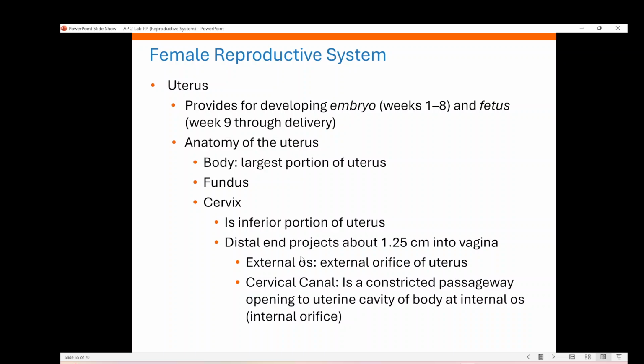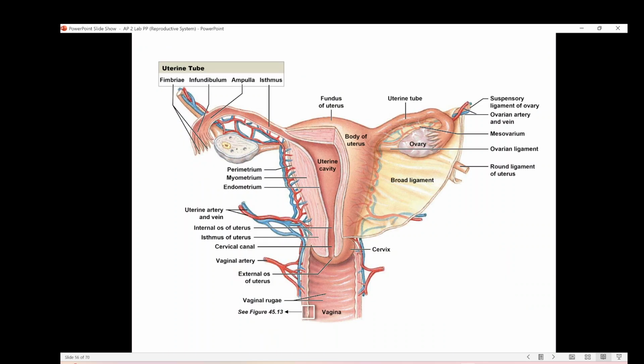All right, so the distal end of the cervix projects about 1.25 centimeters into the vagina. Like I said, it's maybe a half an inch or so. And again, we have the external os, that's the external orifice of the uterus. And then the cervical canal, that's that little constricted passageway that's going to lead to the uterine cavity. And then the opening into the uterine cavity is known as the internal os.